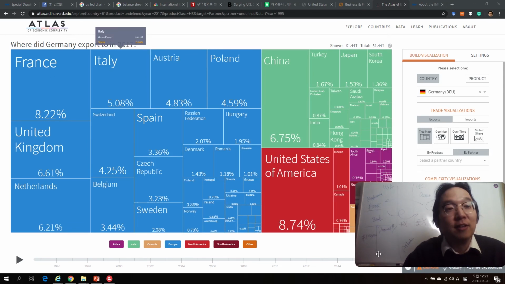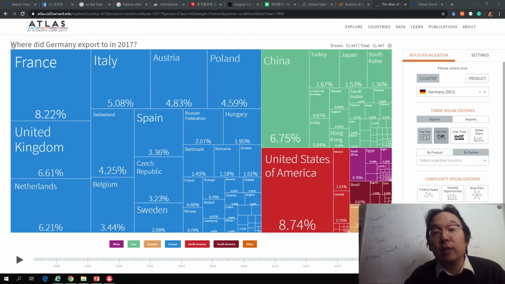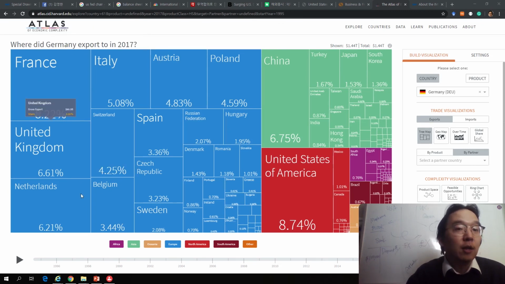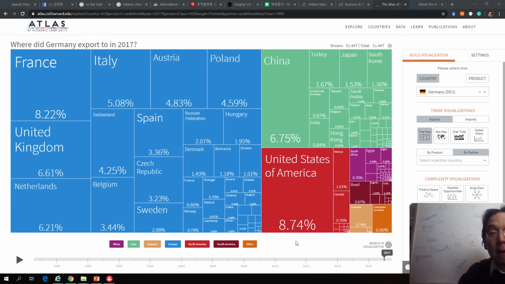Right? So trading partner, well, this is a breakdown of export of Germany by the importing partner. So where did Germany export to in 2017? You can see it, okay? United States of America, about 9%, and then France, neighboring country, and then China, about 6.8 percentage point. Where's South Korea? Over here, 1.3%.